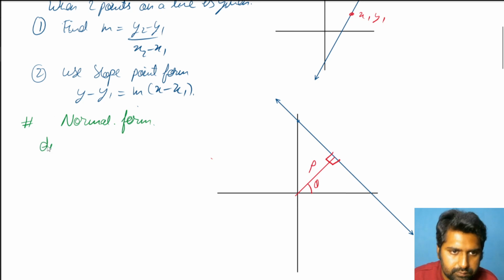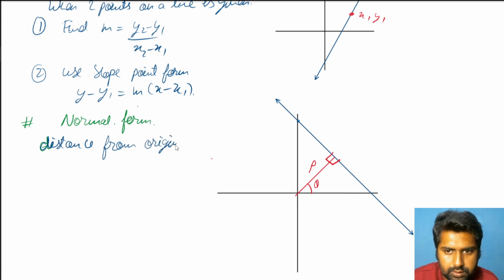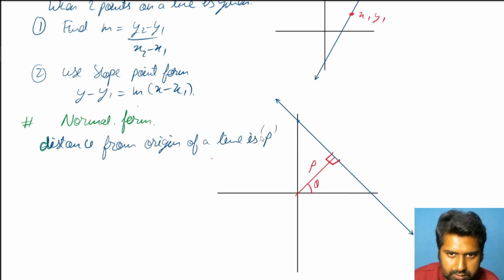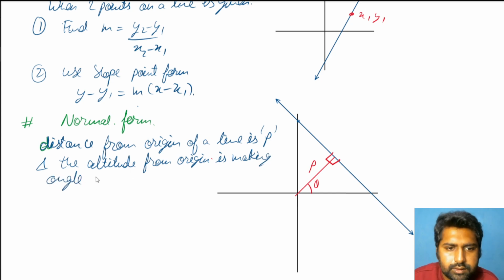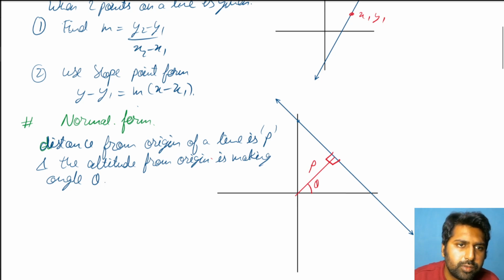Distance from origin of a line is p, and the altitude from origin, means the line which is perpendicular from origin, is making an angle theta. So the normal form goes like this.